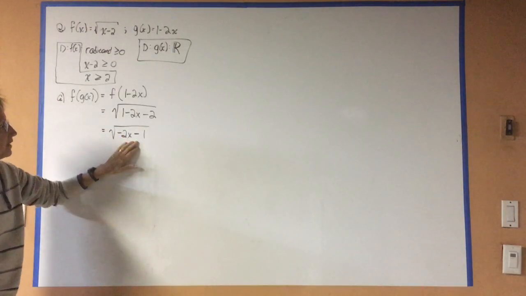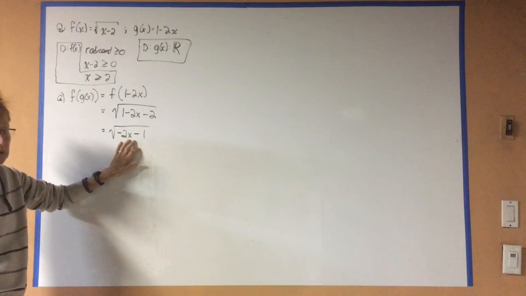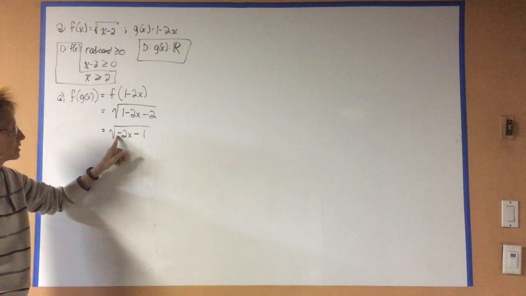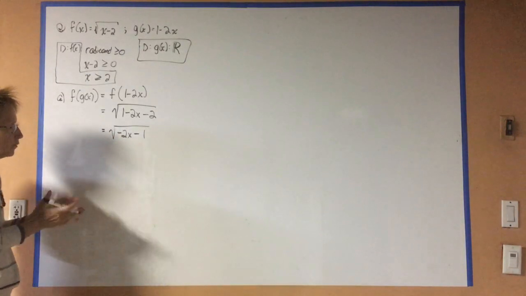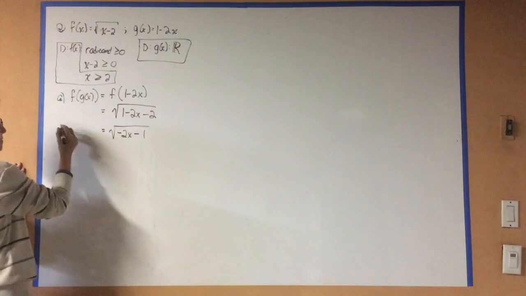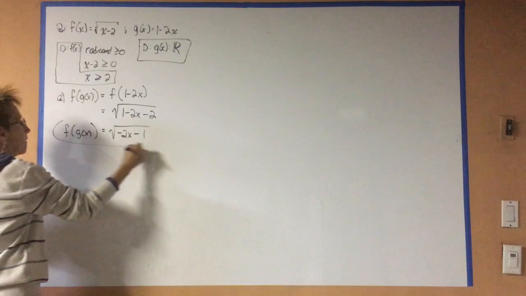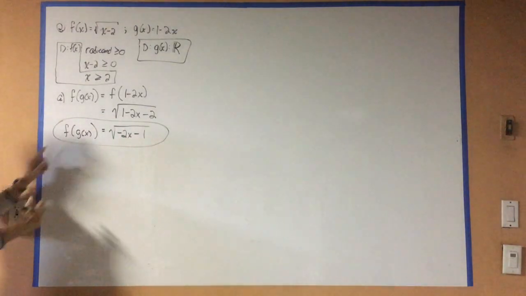Can I simplify this? Well, is this a perfect square? I don't think so. And yeah, you can factor out a negative 1, but the negative 1 is still going to be in here, and I'm just going to leave it the way it is because there really isn't anything I can do with that. So this is f of g of x, as simplified as it gets. Now they want the domain of this.